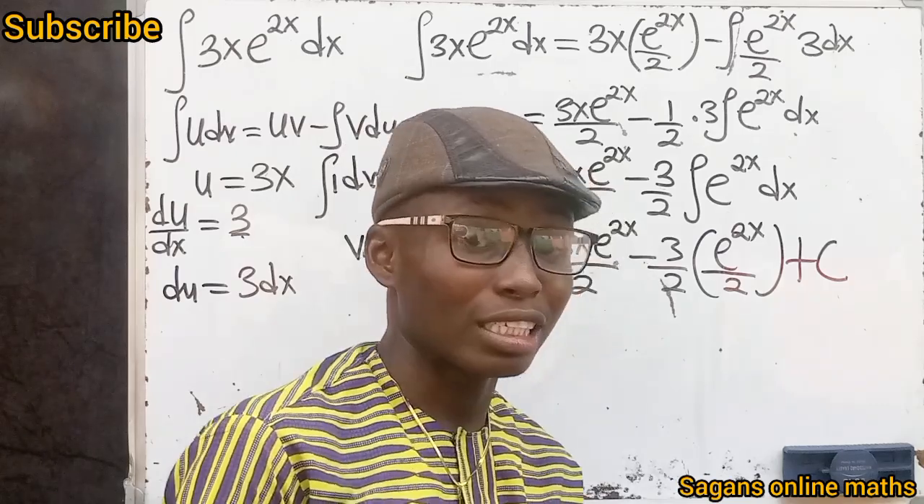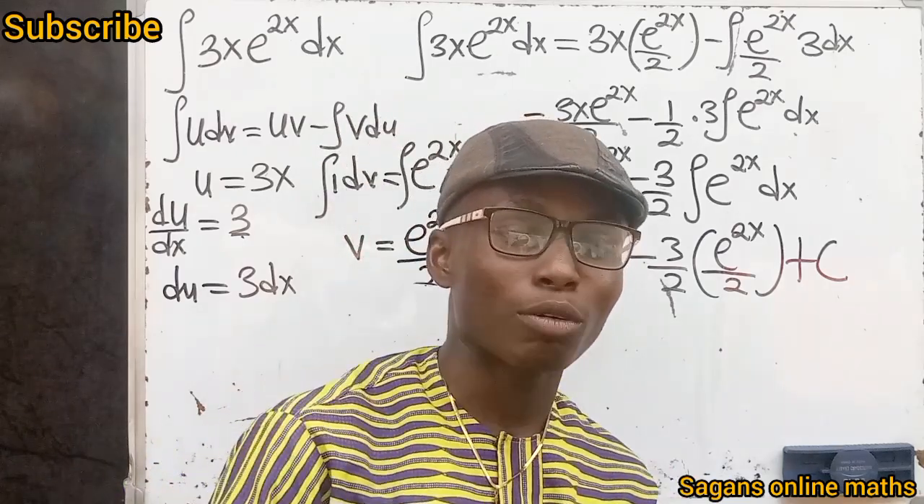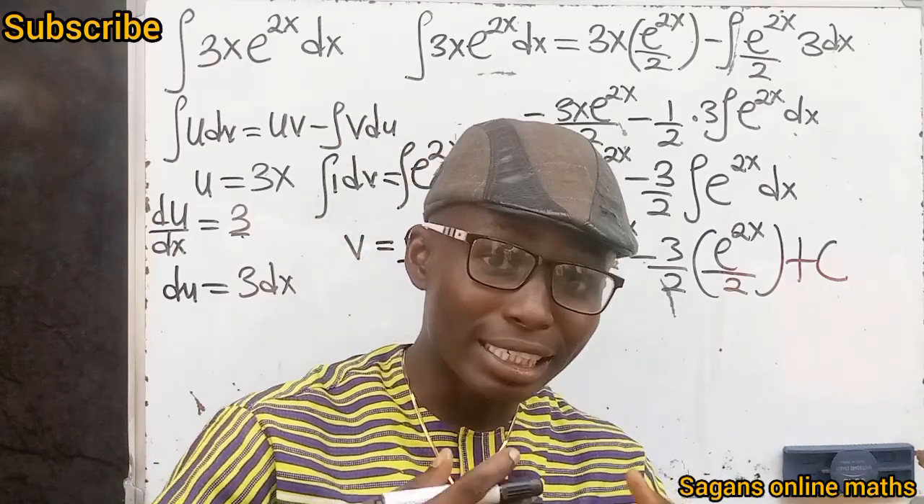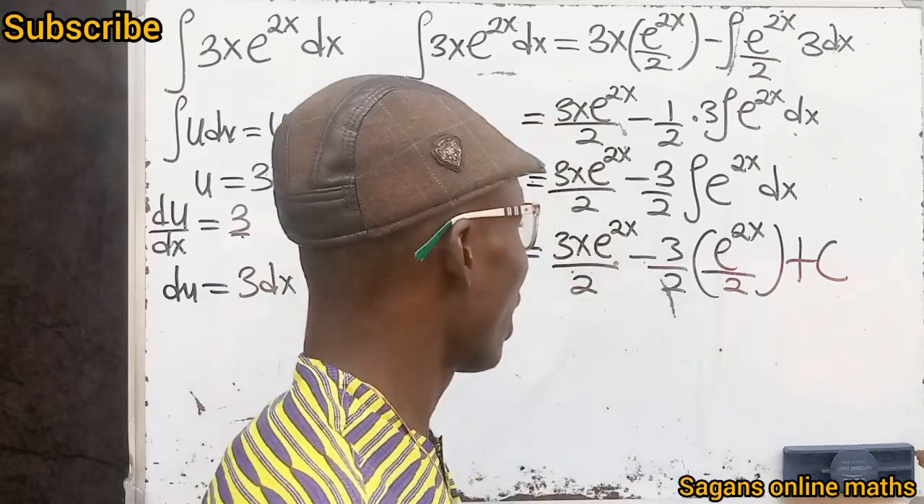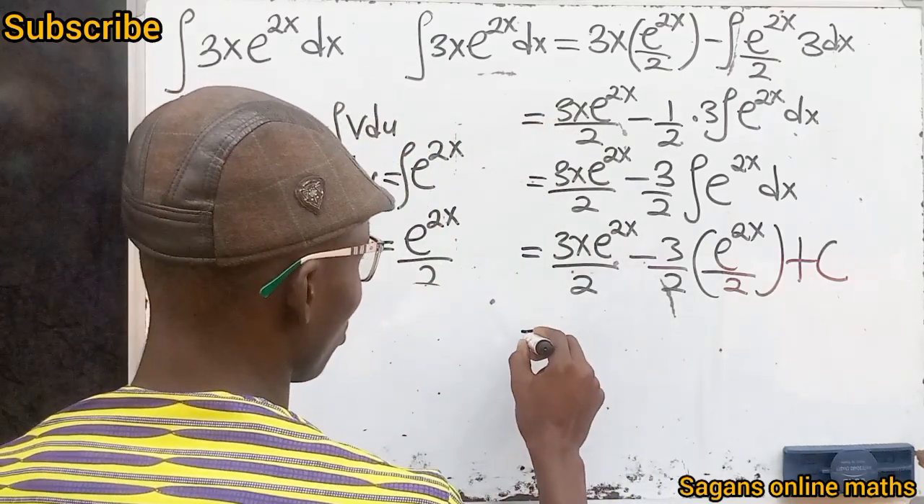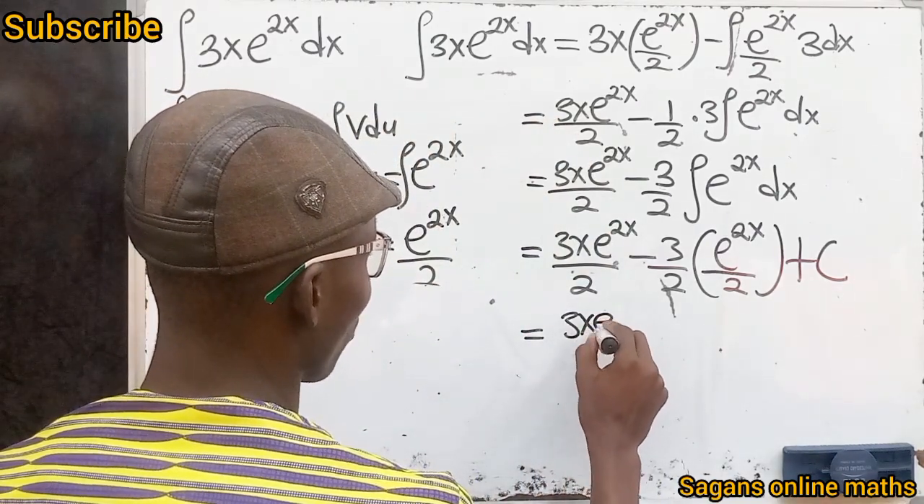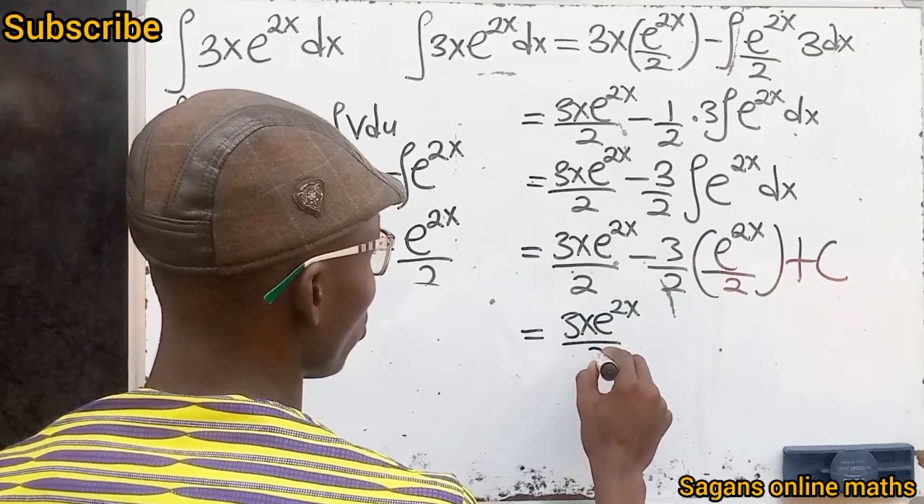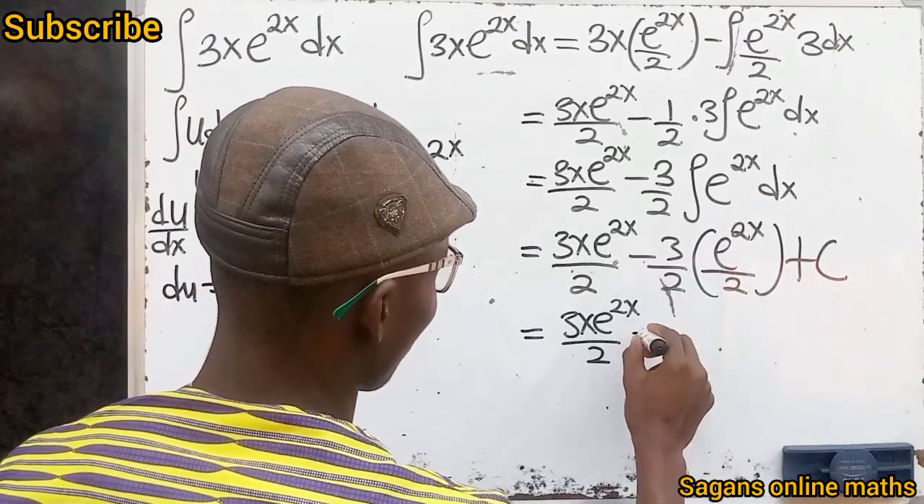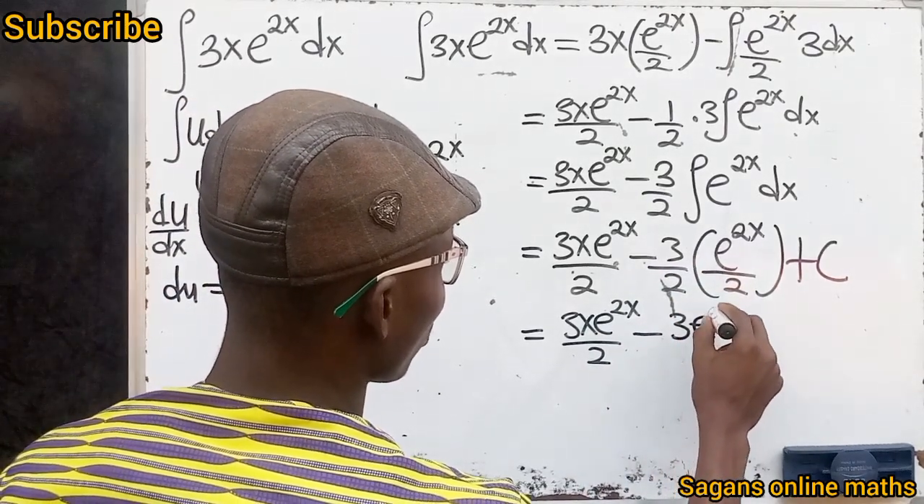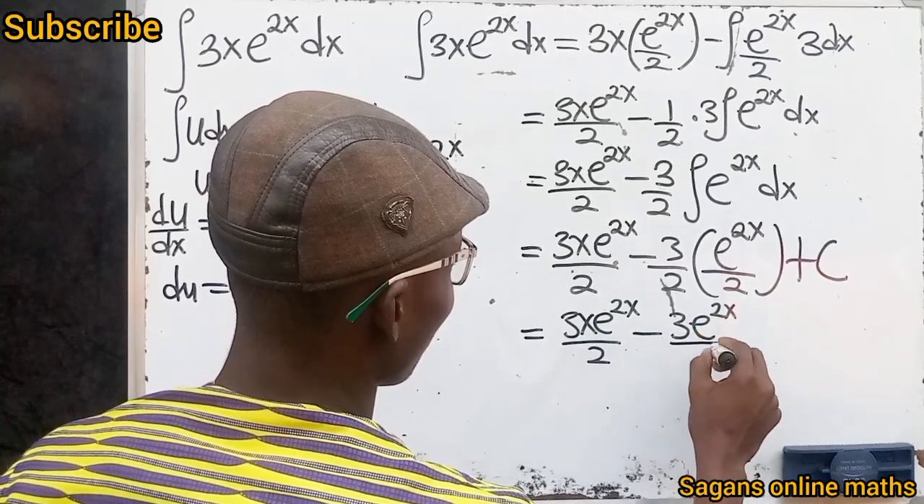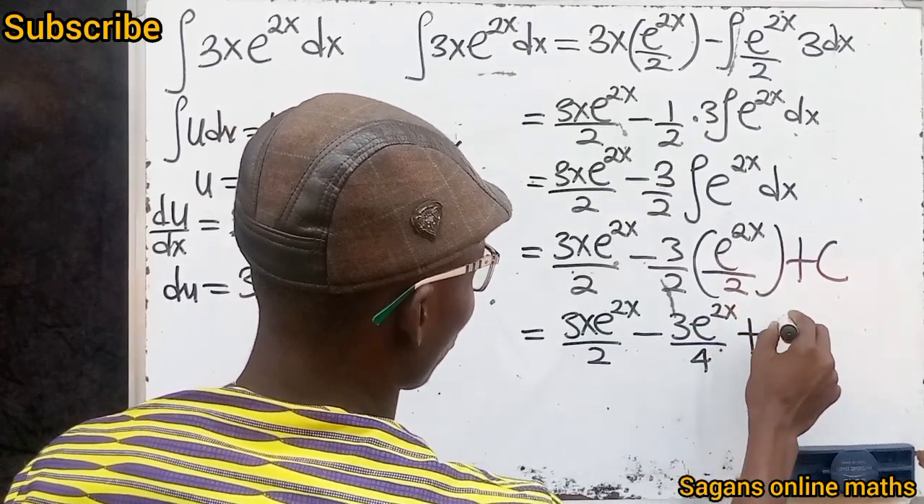Remember that the integration constant c simply means that there are many constants that were differentiated that cannot be integrated anymore. Now from here, this will equal 3x multiplied by e to the power of 2x divided by 2. Then if we multiply this by the other, this is minus 3e to the power of 2x divided by 4. Then plus our integration constant c.